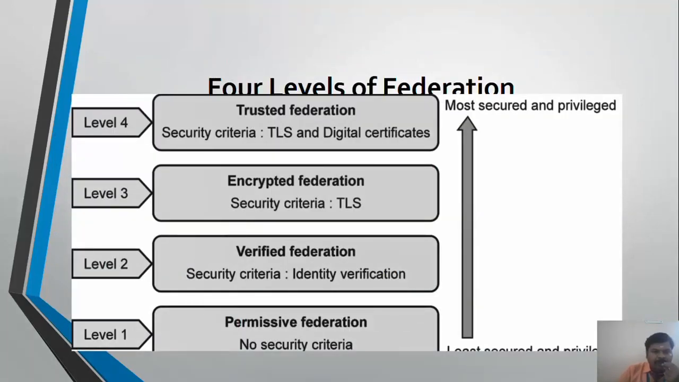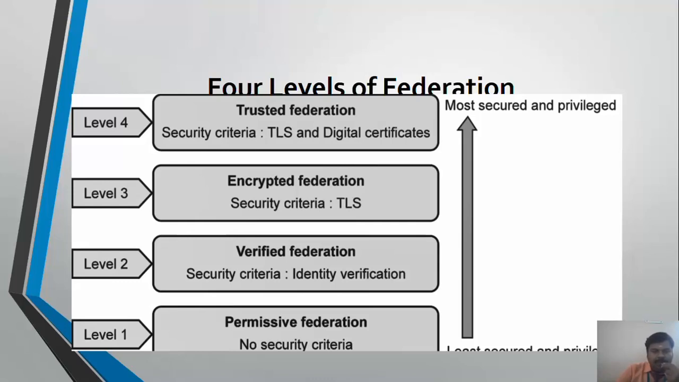Then we are going to see the four levels of federation. Level 1 is permissive federation, where no security functions are involved. Level 2 is verified federation, which consists of identity verification as a security constraint. Level 3 is encrypted federation, where we make use of TLS. Level 4 is trusted federation, where we use TLS and digital certificates. So level 1 is the least secured and privileged. When we go for level 2, level 3, and level 4, we call them the most secured and privileged.